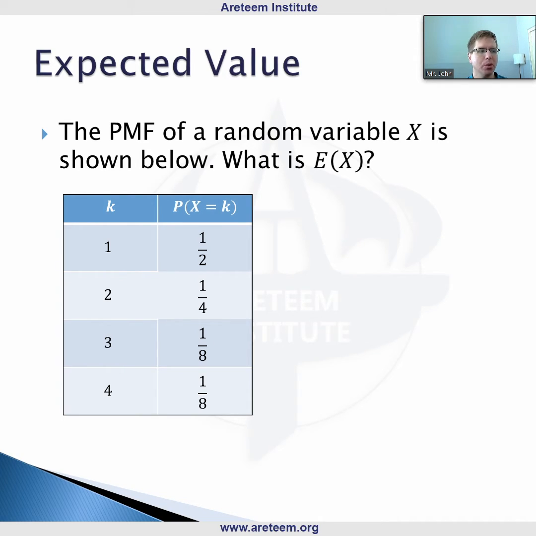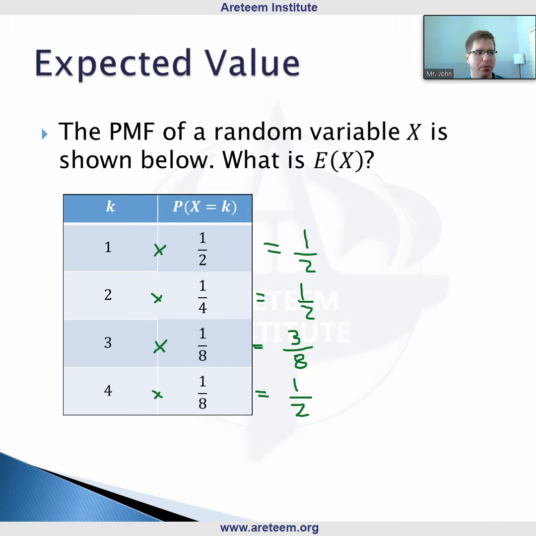What I said we do here is you take each value and multiply it by its probability. So 1 times a half is a half. Then 2 times a fourth is a half. Then 3 times 1/8 is 3/8. And then 4 times an eighth is 1/2 too. So we have our amounts weighted by their probabilities.